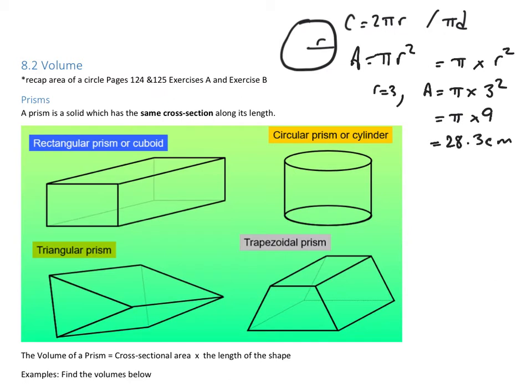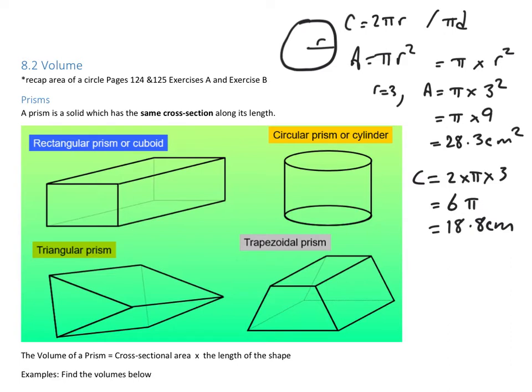28.3 square centimeters. The circumference for this circle would be 2 times pi times 3, which is 6 pi, which is 18.8 centimeters. So that's just a wee quick recap on circles.